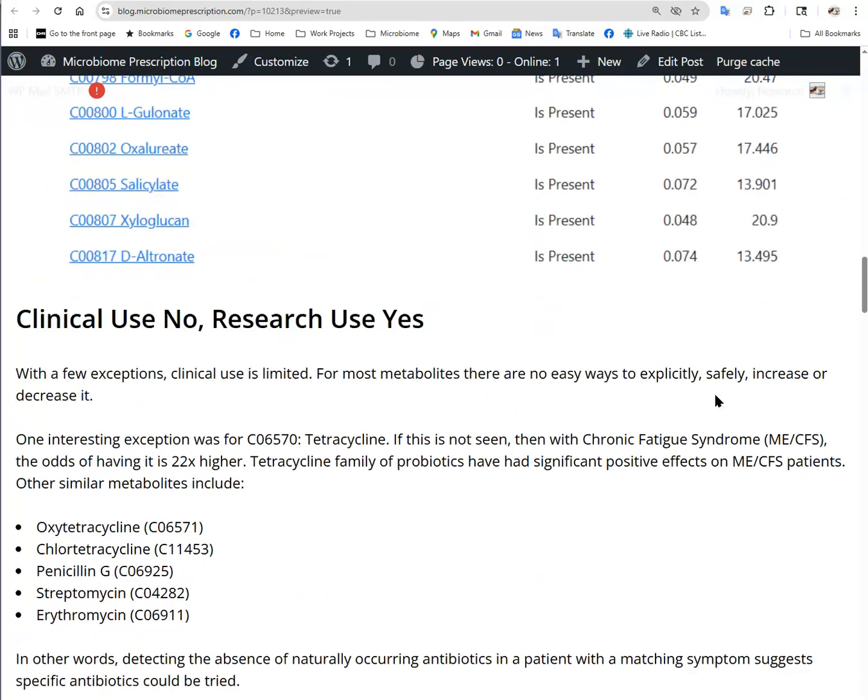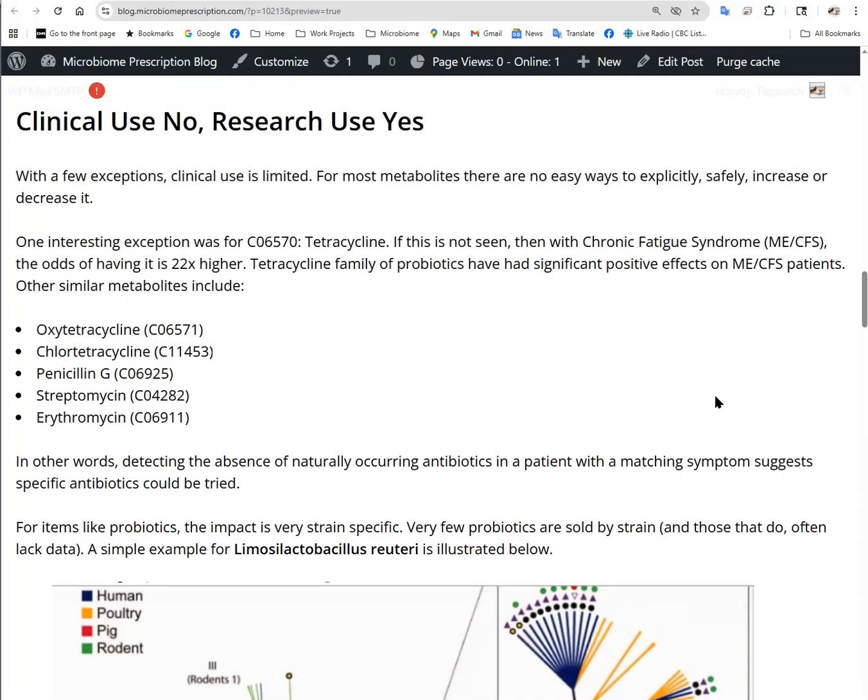Now we come to the last little bit of pain, which is that clinical use basically is no. If you are a practicing MD, this is likely to have very little easy use. If you're a researcher, it has great use because it will point you at certain metabolites as being critical and perhaps needing more investigation or more digging into.